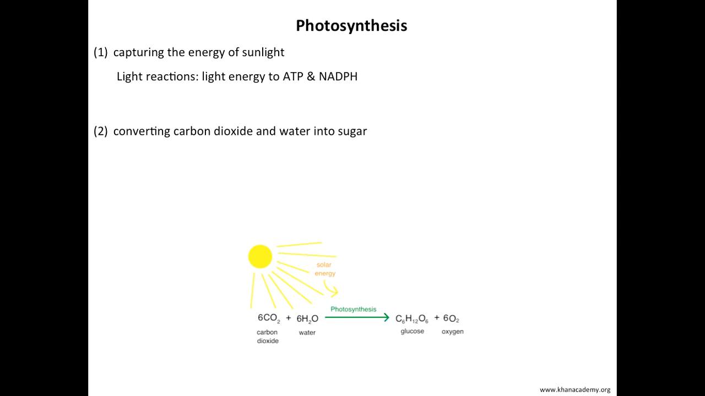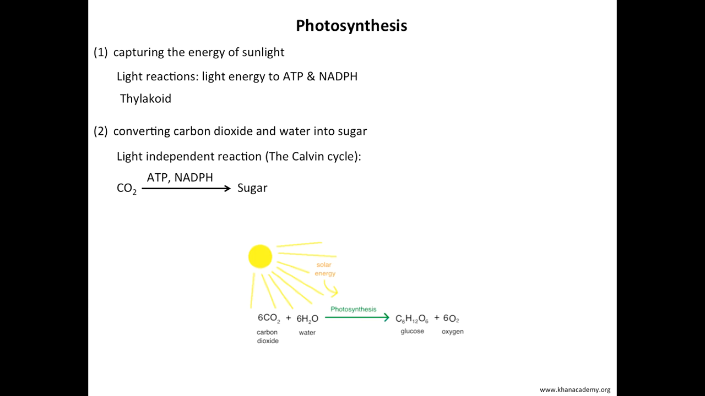The light reactions convert light energy into chemical energy in the form of ATP and the reduced electron carrier NADPH. This occurs in the thylakoid. The second reaction is the light-independent reaction, or the Calvin cycle, which does not use light directly, but instead uses ATP, NADPH, and carbon dioxide to produce carbohydrate. This happens in the stroma.